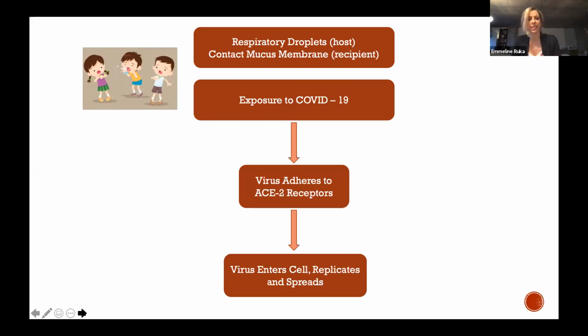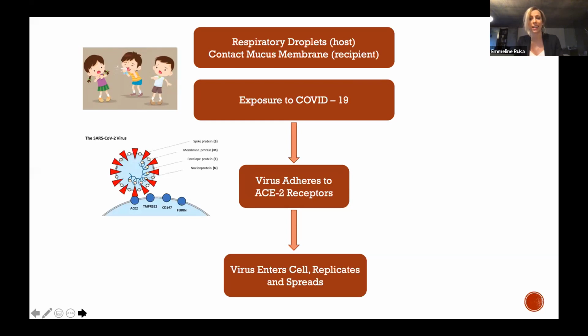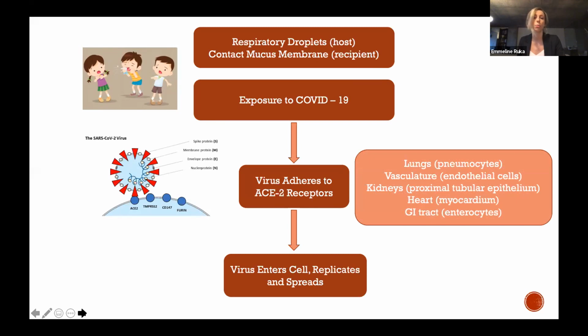And then what happens is that the virus has proteins on it, and it adheres to the ACE2 receptors in the body. The ACE2 receptors are not only in the lungs. We can find them in the lungs on the pneumocytes, but also in the vasculature, the kidneys, the heart, and the GI tract. This is why people infected with COVID-19 can have pulmonary symptoms, but can also present with gastro-like symptoms, myocarditis, AKI, and even thrombosis.